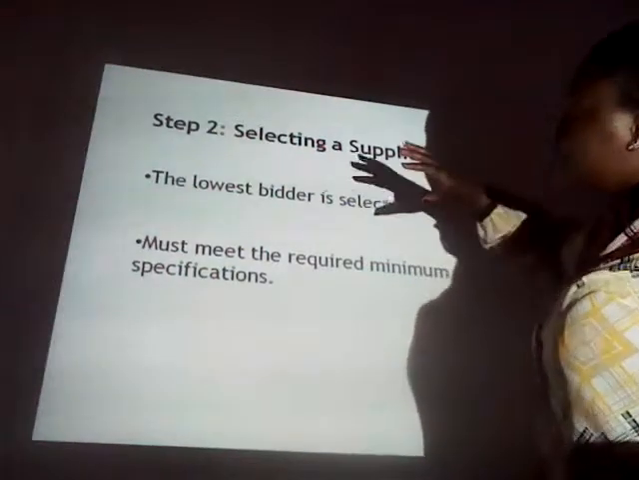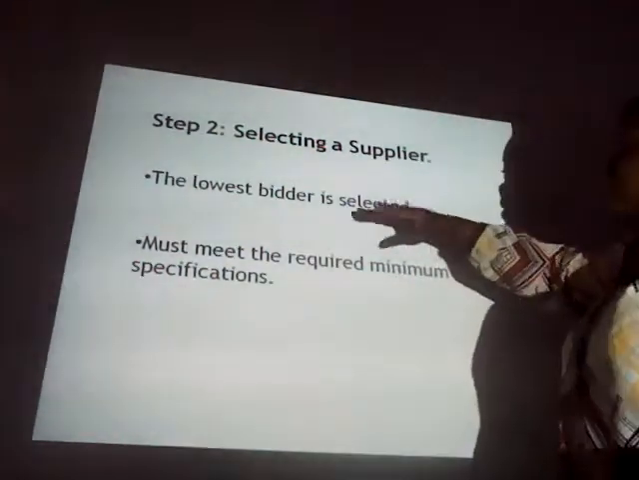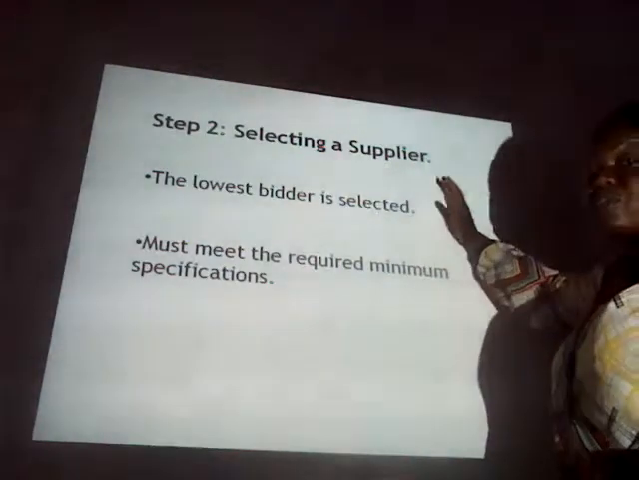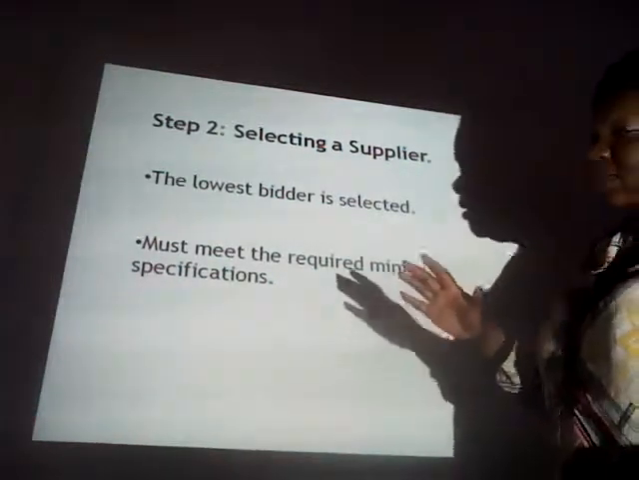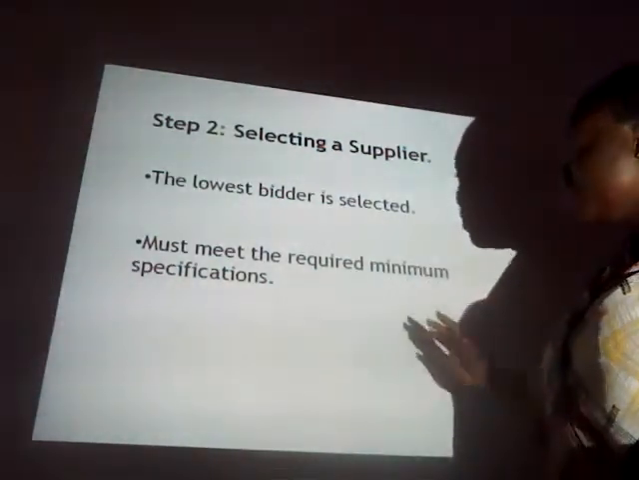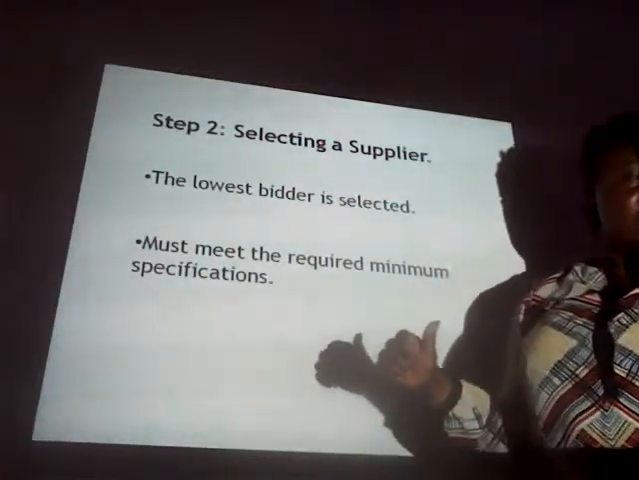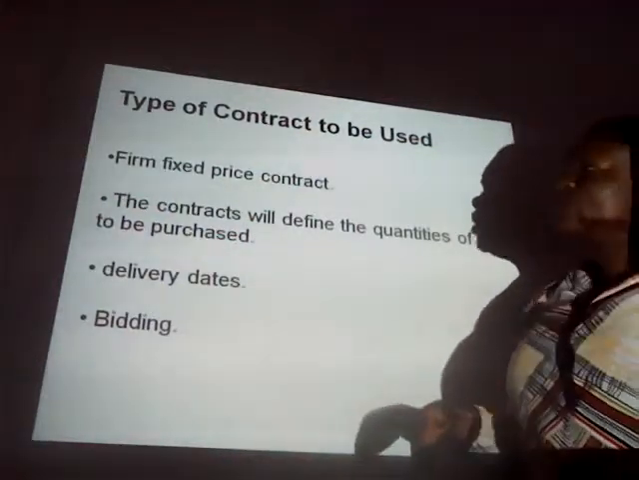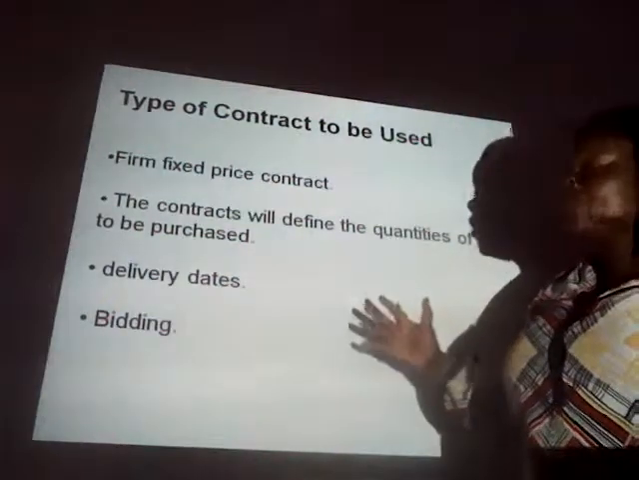The second step is selecting a supplier. We have decided the lowest bidder will be selected, or the lowest bidder will be given the maximum priority. But the bidder must meet the required minimum specifications that will be stated in the contract or during the bidding process. We consider the firm fixed price contract as the type of contract we will be using.